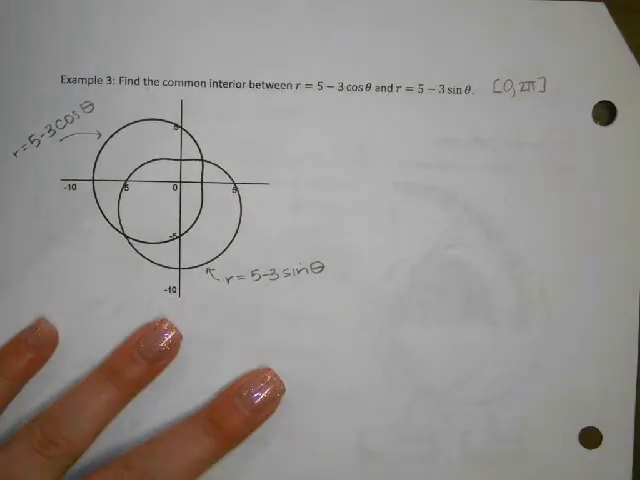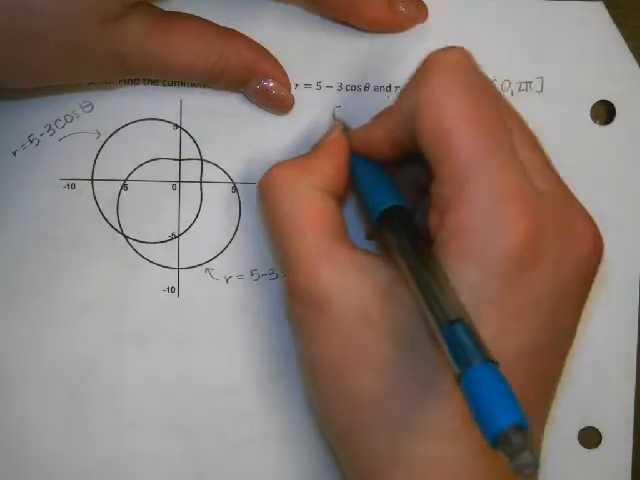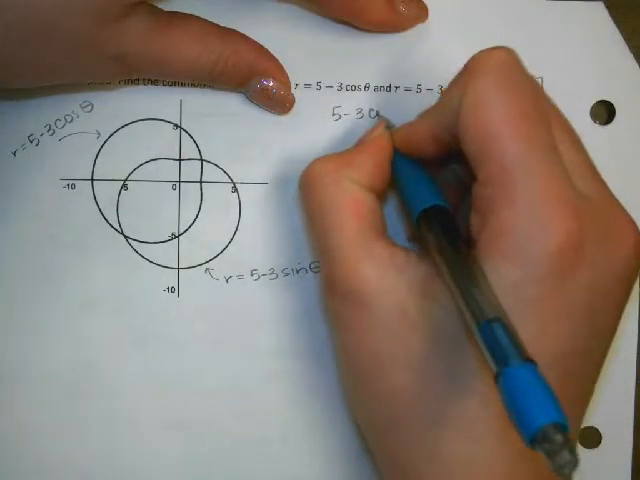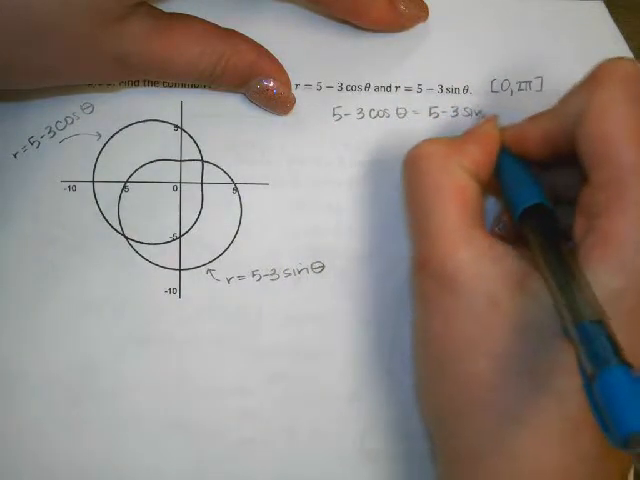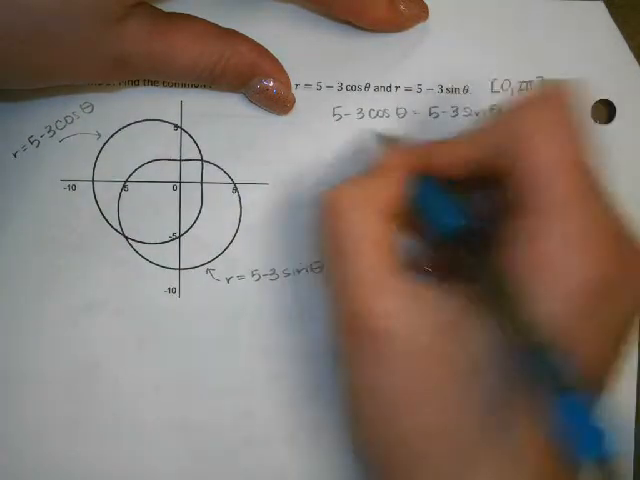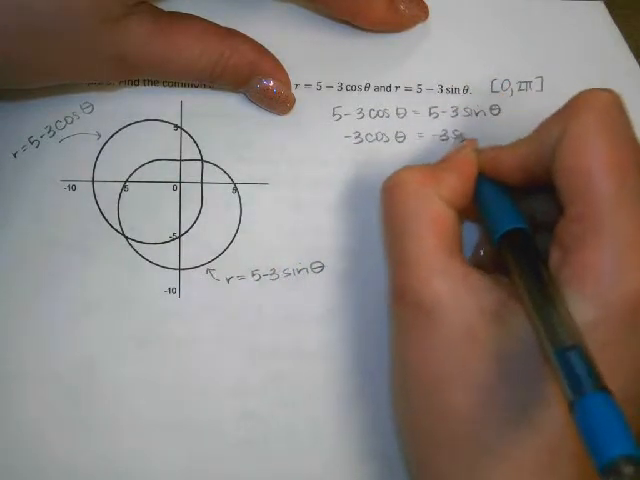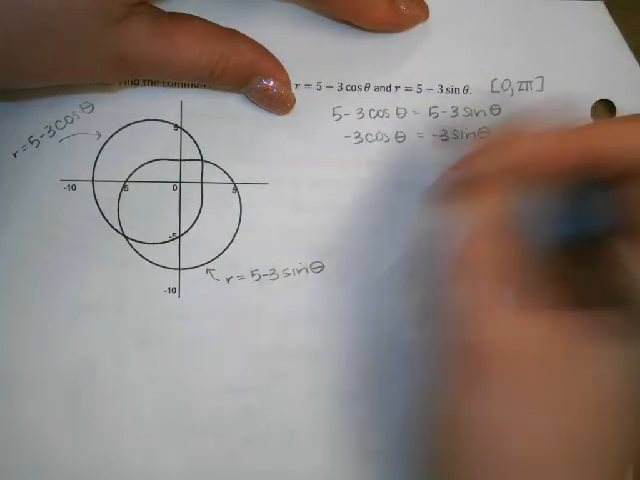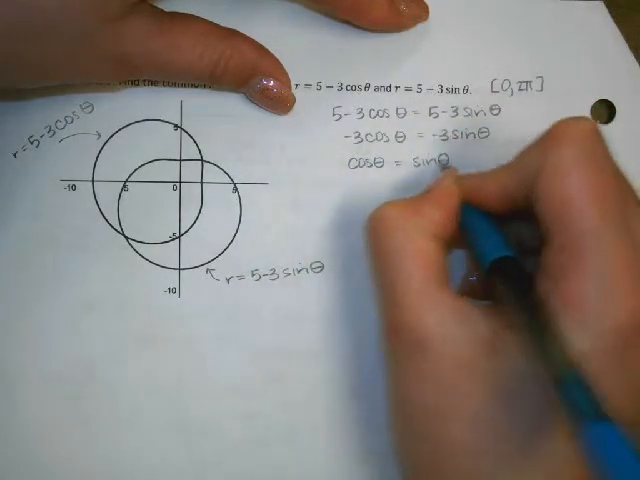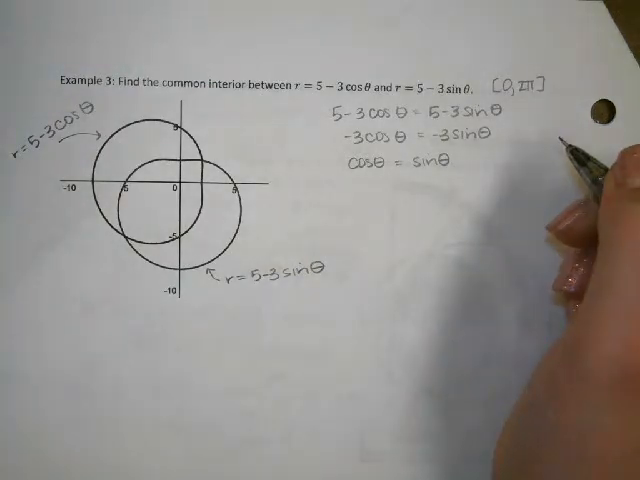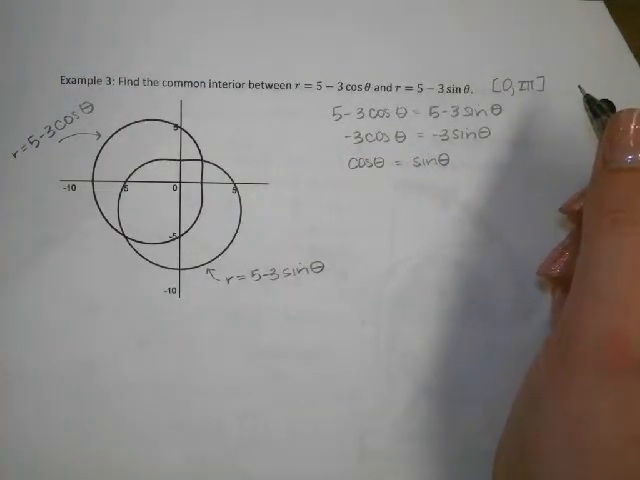So first I'm going to find the intersection between the two. I'm going to set them equal to each other to do that. So I can minus the 5 on each side. I can divide by negative 3 on each side. And so this means that I'm looking, of course you can solve this by getting the sine and the cos to be the same, but it's not worth the trouble.